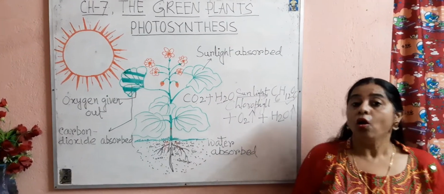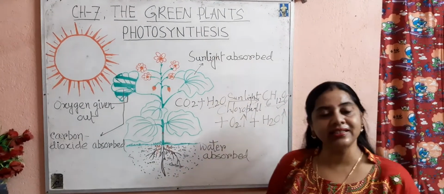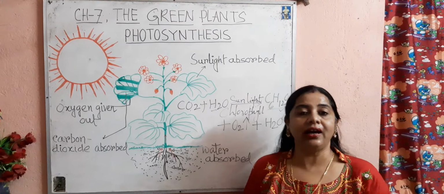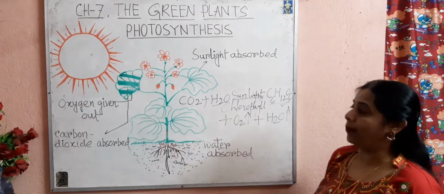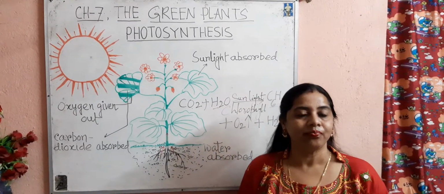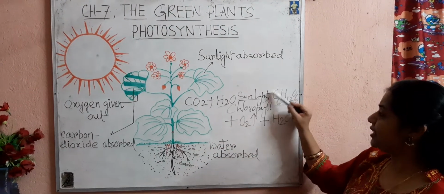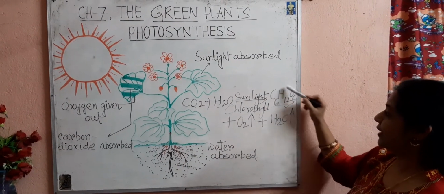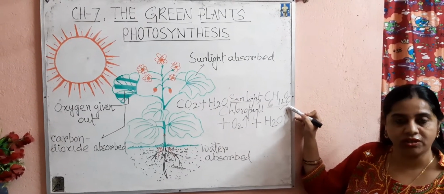So children, hope all of you understood the process of photosynthesis and how the green plants or green leaves get all the raw materials for performing photosynthesis. Now children, I told you that the synthesized food by the leaves is in the form of sugar, or that is the type of carbohydrate.